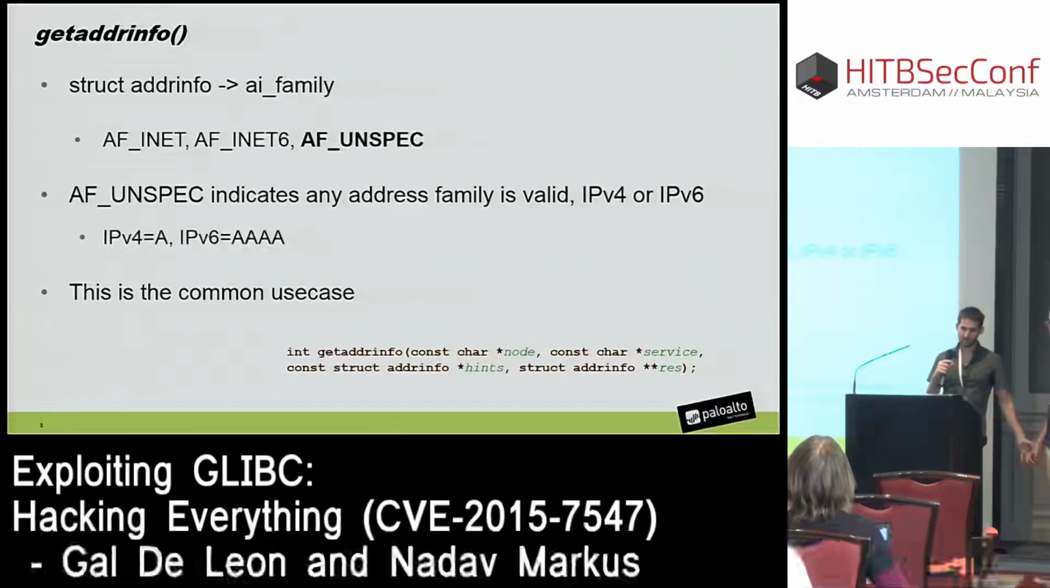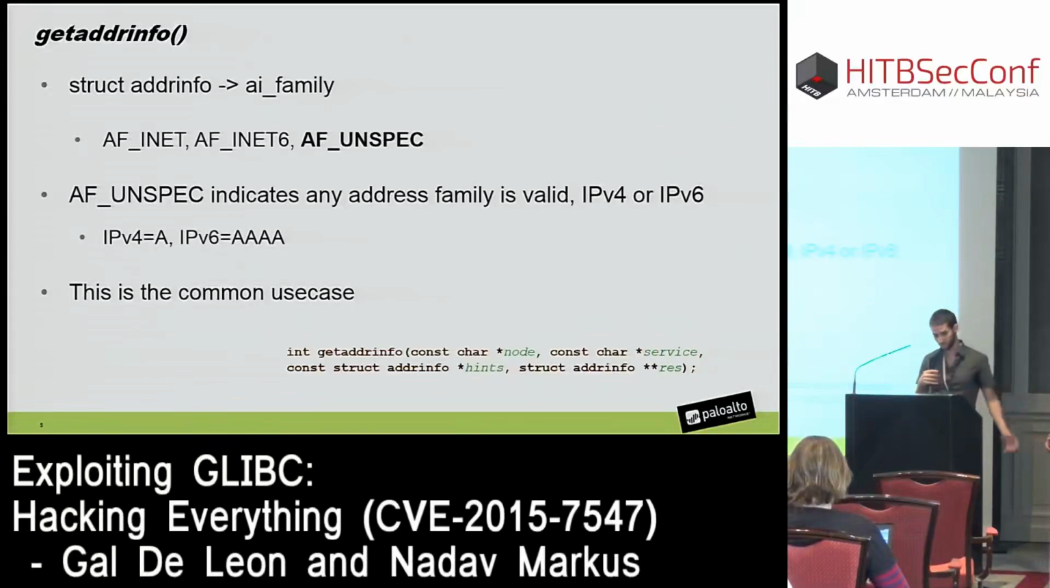It's important to note that this is the most common use case, as usually you don't care about the network layer upon which you communicate with the server. You just want to communicate with it. For example, an SMTP server that would want to relay an email does not care whether it gets the next server's address via IPv4 or IPv6.